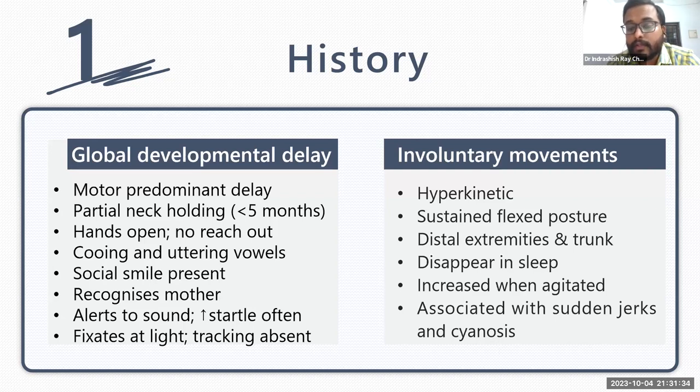And these were associated with the cyanosis becoming more prominent during these events, and sometimes there were sudden brief shock-like jerks, as the mother describes.